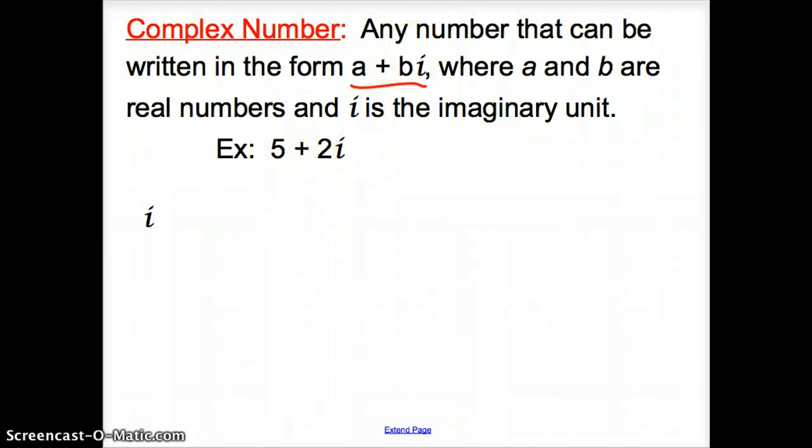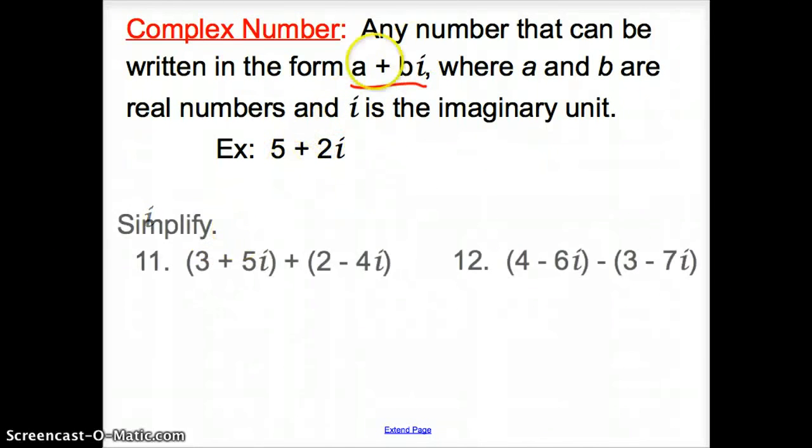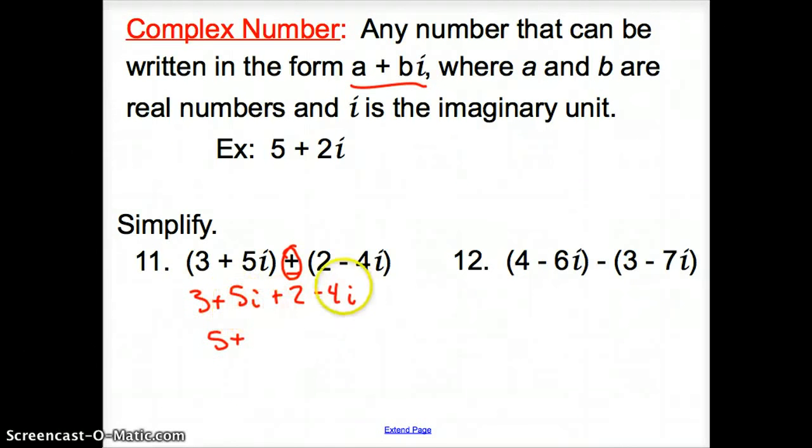So a complex number would look like that. Now we are asked to simplify something like this. Remember, with adding binomials, what do we do? We just combine like terms. So we just add. We're going to drop the 3 plus 5i right out of the parentheses, plus 2 minus 4i. We combine like terms, just like you're adding variables. We have 5 plus, and then 5i minus 4i is just 1i, or 5 plus i.